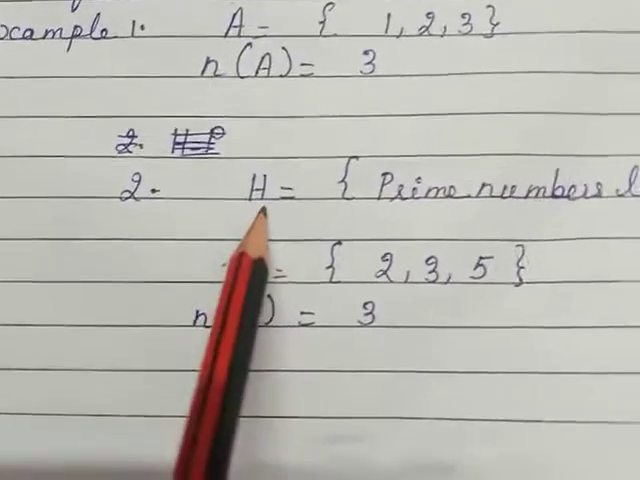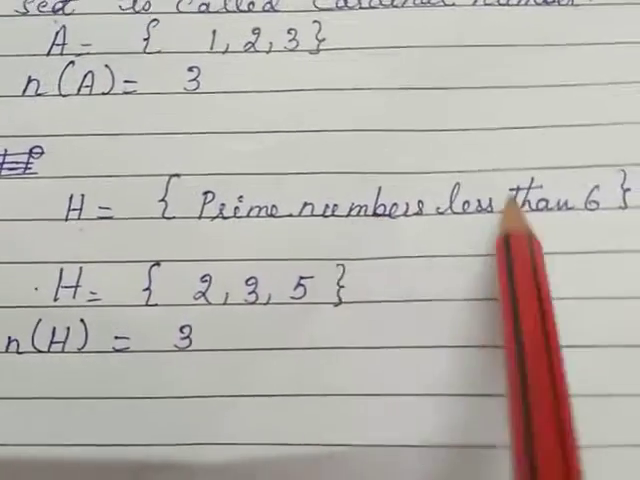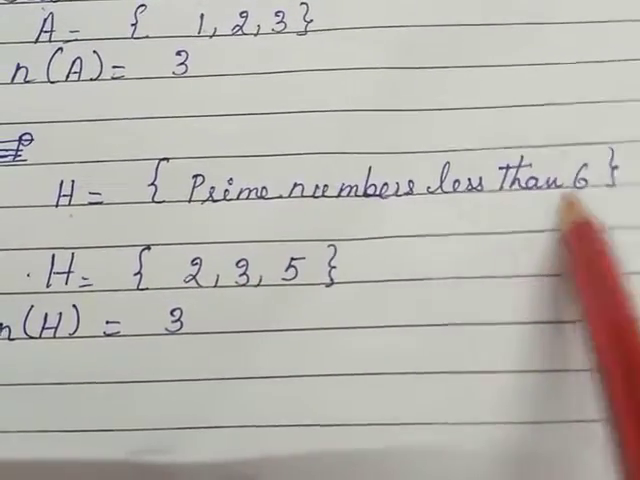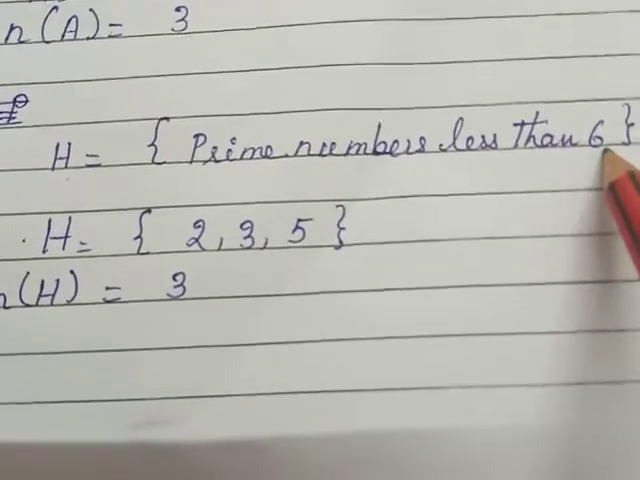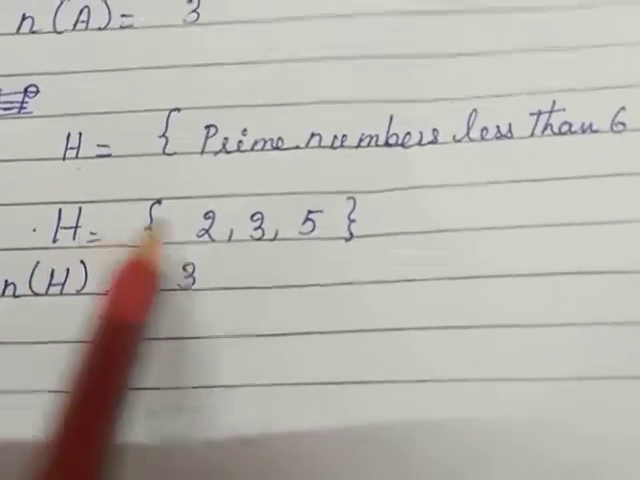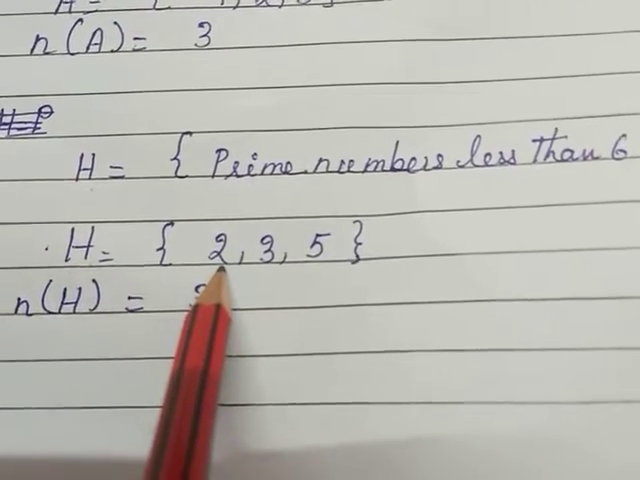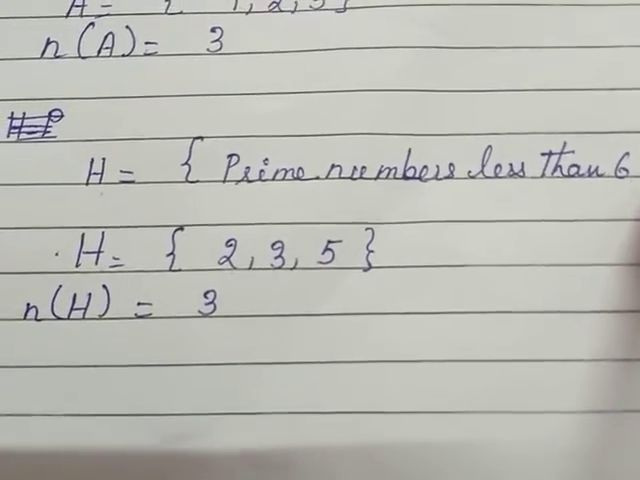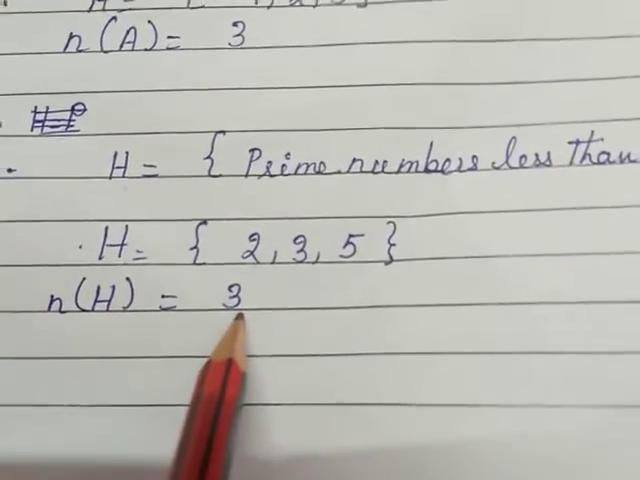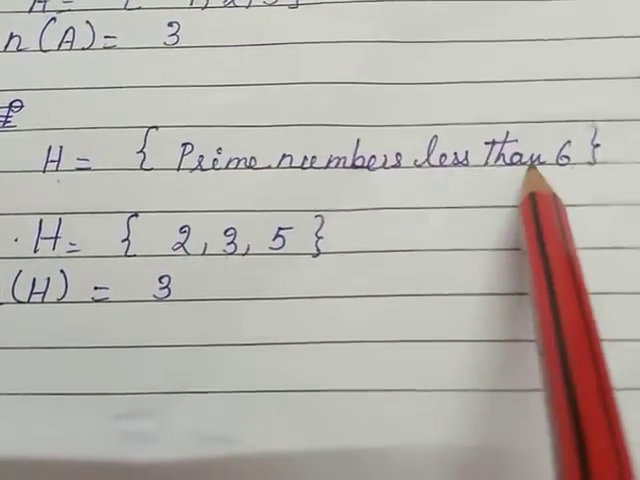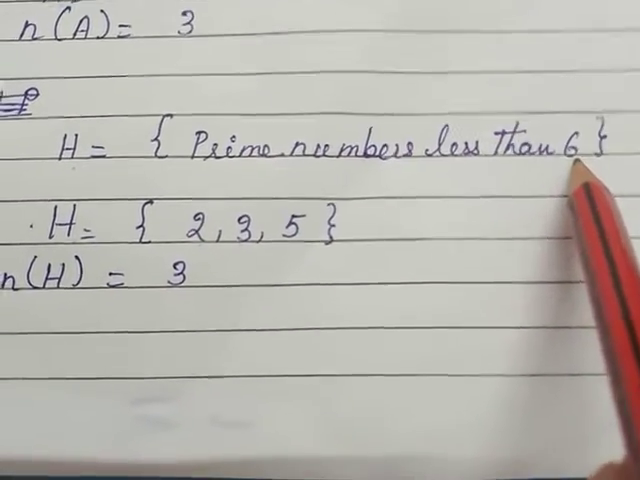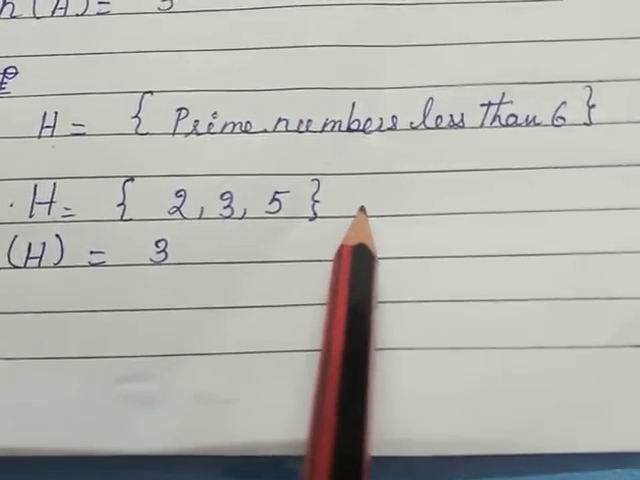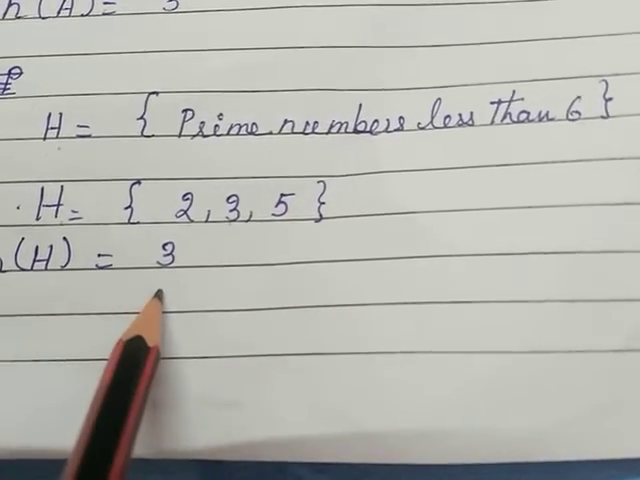The second example is H, prime numbers less than 6. Set H has prime numbers less than 6. First we will write the prime numbers less than 6. H is equal to 2, which is the least prime number, 2, 3, 5. These 3 prime numbers are there less than 6. So cardinal H is equal to 3. If it is written prime numbers less than 10, then the prime numbers are 2, 3, 5 and 7, so the cardinal number will be 4.